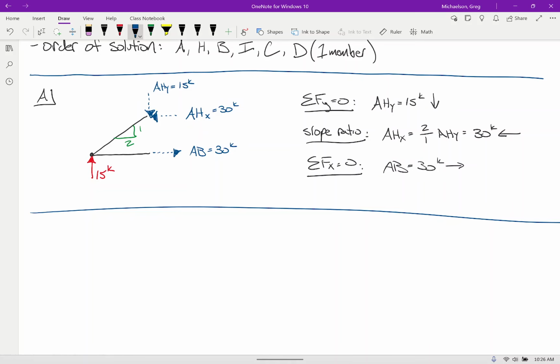What is this member, by the way? 33.54. In what? Compression. So we'll say A, B, C, D. We'll just do that to indicate symmetric about center line. And then this is H, I, J. And actually, let's be specific.